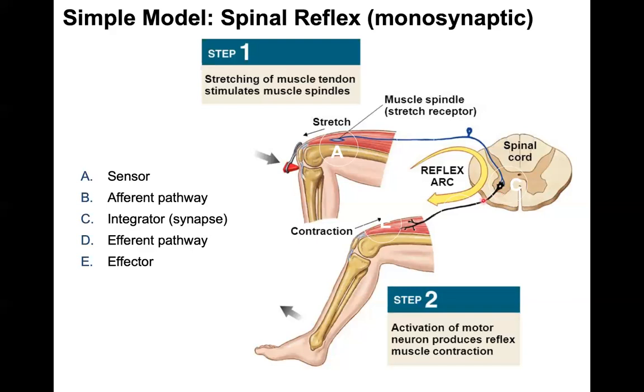Then this neuron illustrated in black causes contractions of the quadriceps muscle and it causes the leg to move. So we have a sensor, an afferent pathway, just 1 pseudo-unipolar neuron. We have 1 synapse, this monosynaptic response, and then an efferent pathway, just 1 motor neuron, and the effector is the quadriceps muscle, causing that muscle contraction.